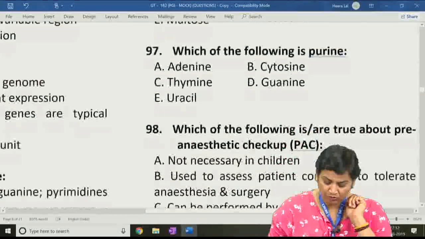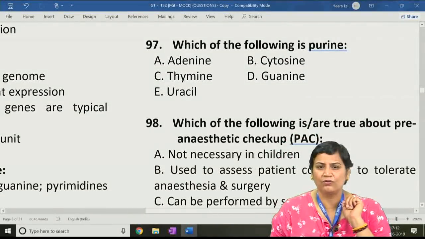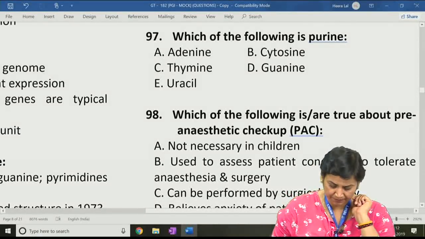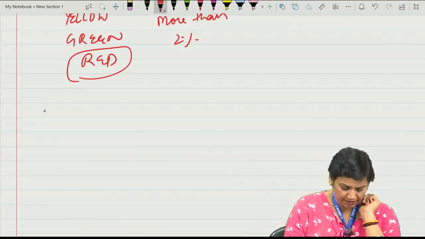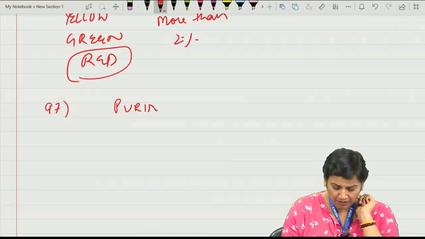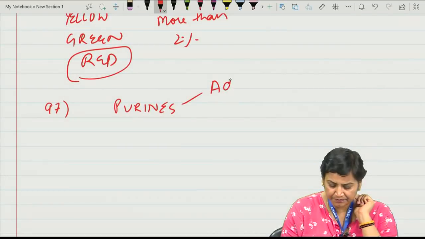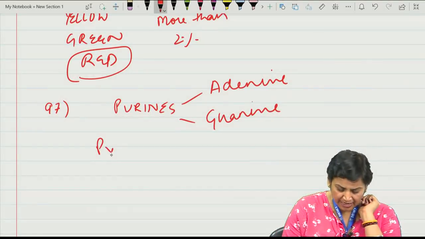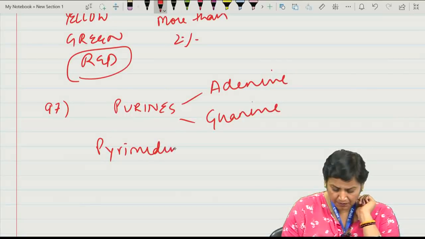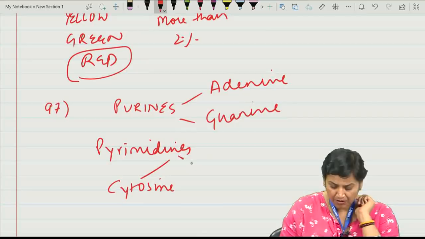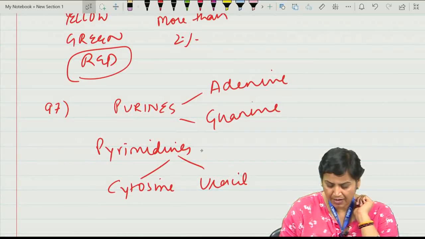Then we proceed to the last question, which of the following is a purine? Now see, purines are what? Purines are adenine and guanine, and pyrimidines are cytosine, uracil and thymine.